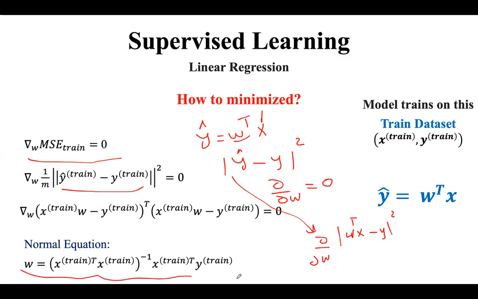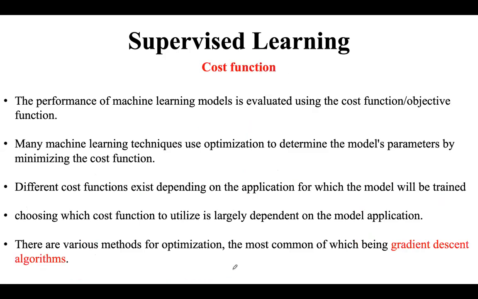It requires one page of calculation, but to save some time, I wrote the final answer. W equals X train transpose multiplied by X train, inverse, then multiplied by X train transpose and y train. It gives you the weights that minimize your cost function, or minimize your mean square error.